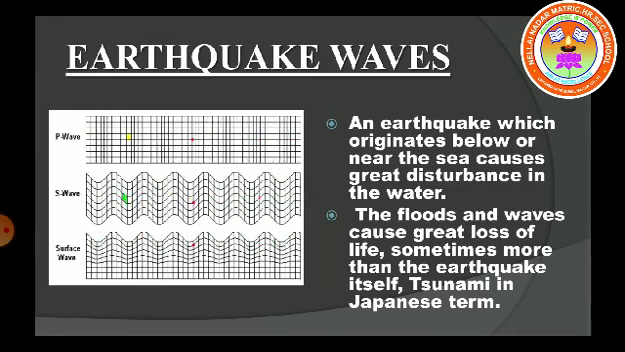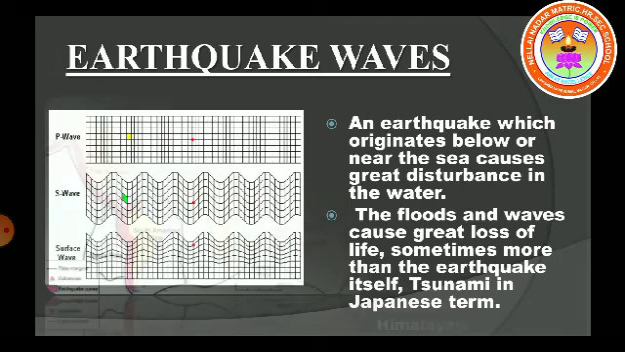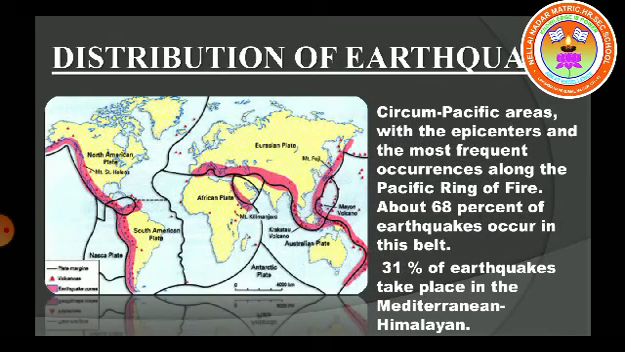Next we learn about the distribution of earthquakes. The world's distribution of earthquakes coincides very closely with that of volcanoes. The Ring of Fire, referred to as the Pacific belt, is a path along the Pacific Ocean characterized by active volcanoes and frequent earthquakes. 68% of earthquakes occur in this belt.